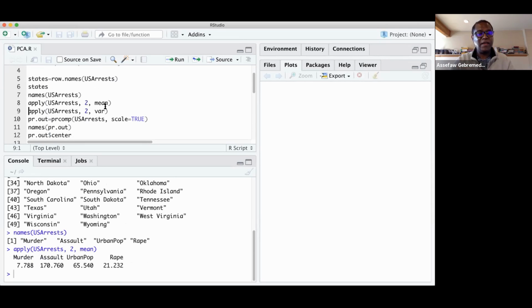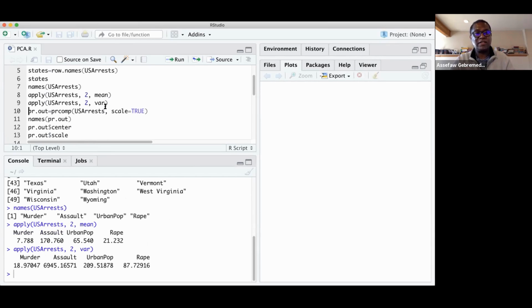When we get the mean, we see the 50 different states and the numbers they have, and around these 4 features, this is the mean we get. It's a number and we have an idea, but it doesn't tell us very much. And PCA is mainly about variance. So let's look at the variance. When we see that, there is quite significant variance here, and that's the one that we would be working with.